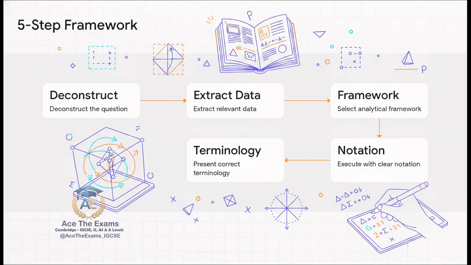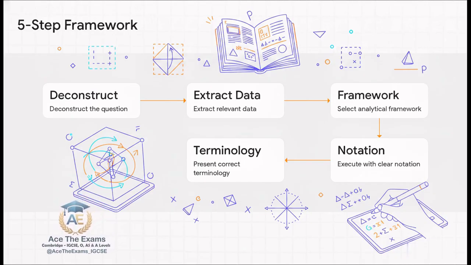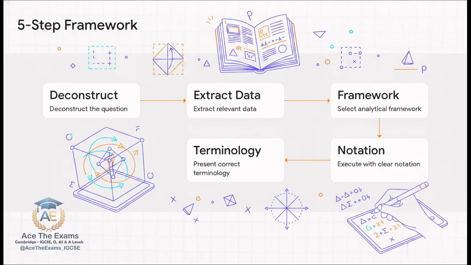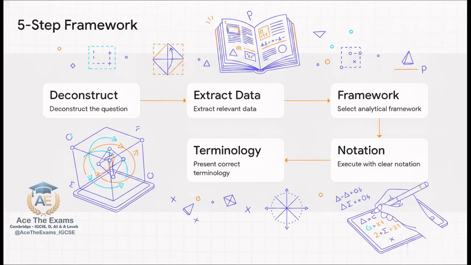When tackling vector notation questions, systematic processing is non-negotiable. Step 1, deconstruct the question so you can identify the key elements. Step 2, extract all the relevant data. Step 3, select the appropriate analytical framework or principles. Step 4, execute your analysis with crystal clear working and notation. And finally, Step 5, present your verified results using the absolutely correct terminology and formatting.